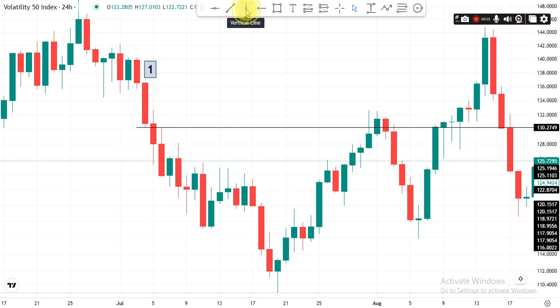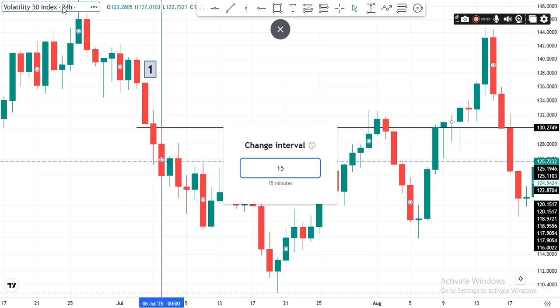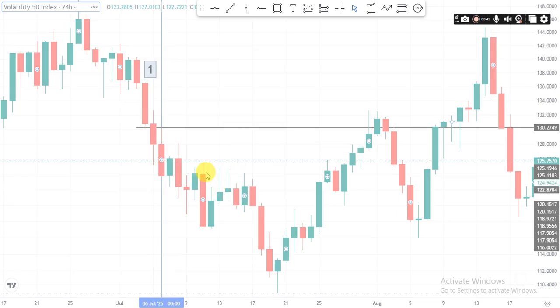Now, I will take you to where this particular trade happened. So we put our horizontal line here. I'll go to a lower time frame. I use 15 minutes as my entry. So go to 15 minutes to spot that. This was on the 6th of July 2025. Let's look for it here and see how it played out.